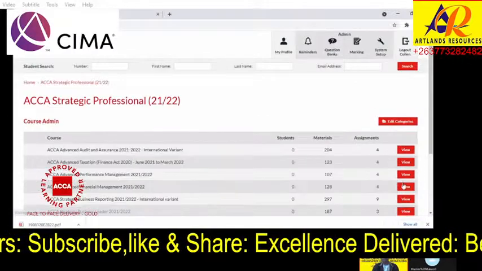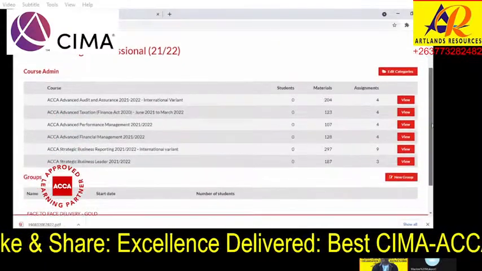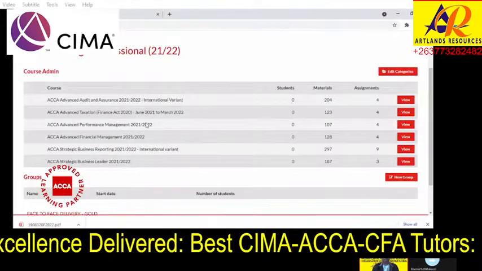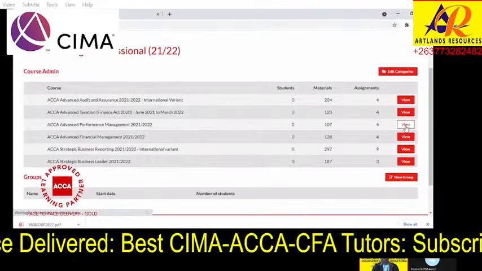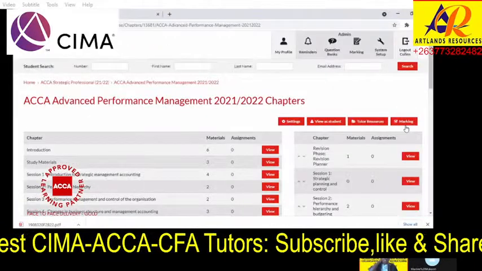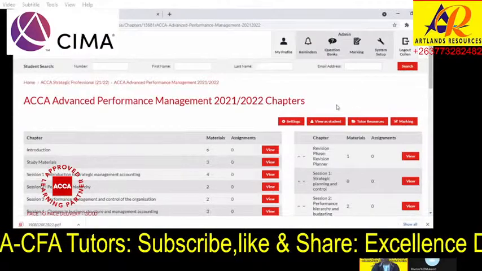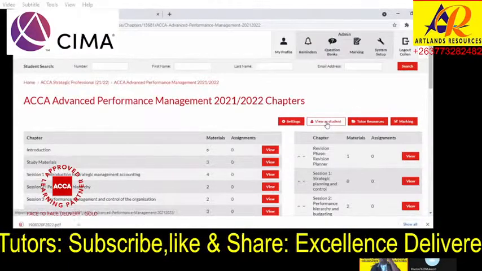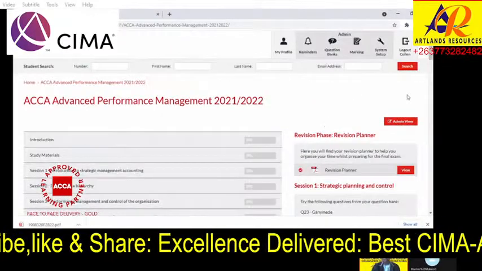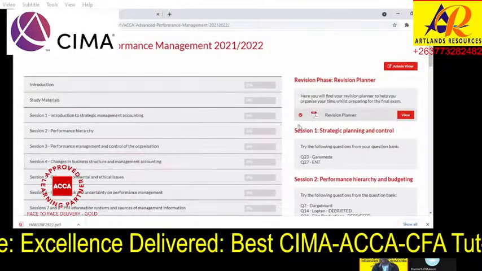Full courses. Suppose you intended to write another subject in December, and you want to enroll with Atlantic Resources. These are now full courses. Let's say you want to do APM. You don't just get CBE like what you noticed. You get the full course from September to November, actually. You can see the full course has 0%, 0%, 0% on everything because we haven't started.